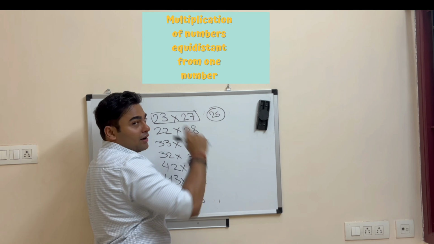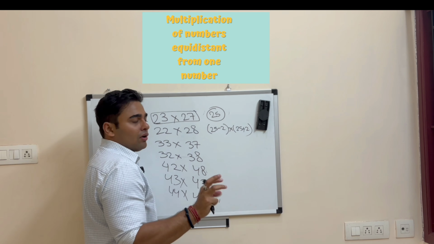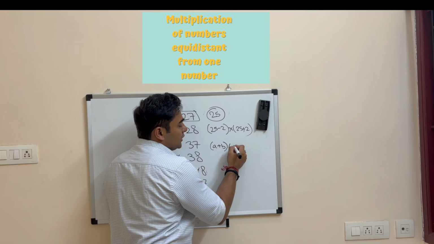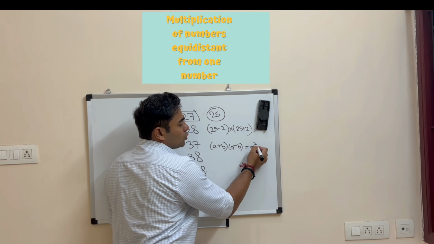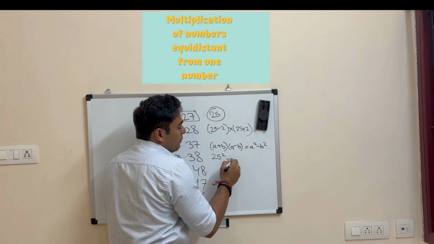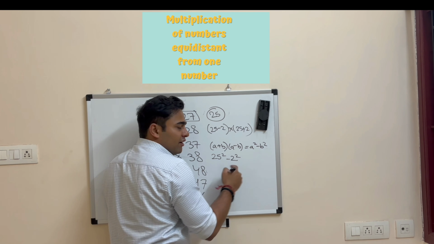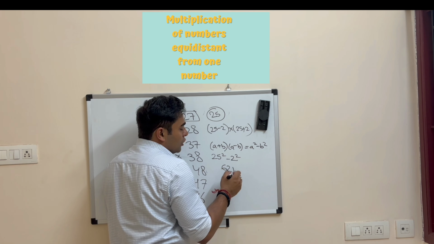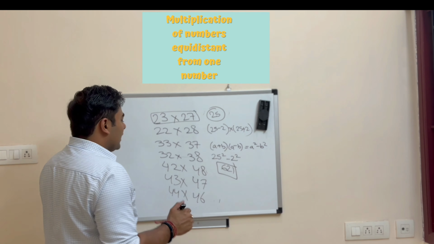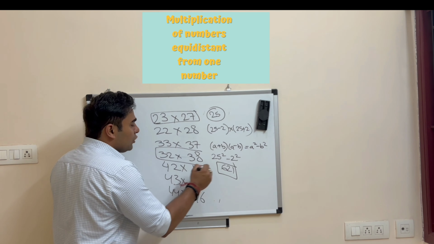So here what we are going to do is, we can write this as 25 minus 2 into 25 plus 2, and for this we know an identity which is (a plus b) into (a minus b) is equal to a square minus b square. So in that way we can write this as 25 square minus 2 square, which is 625 minus 4, which is 621. So this is how easily you can find these things. Similarly, let's say we'll take this 32 into 38.